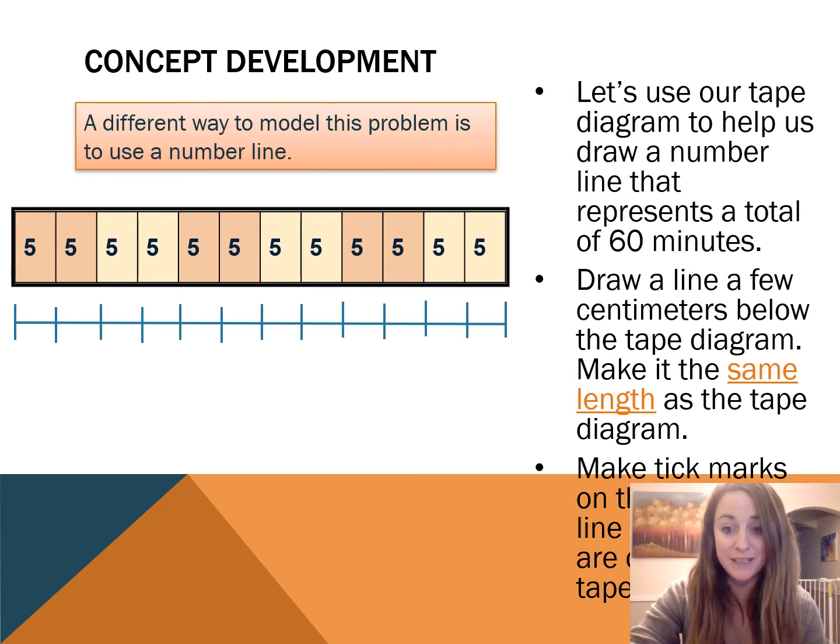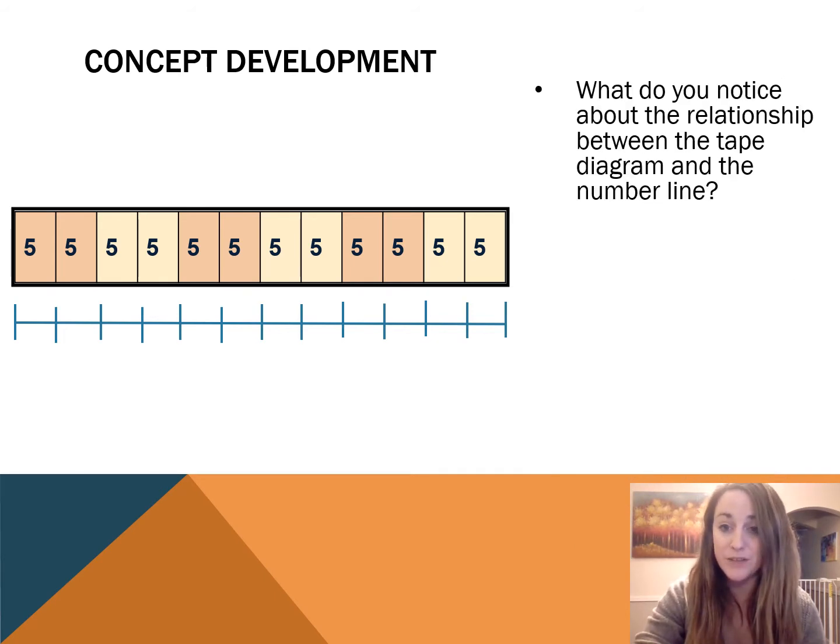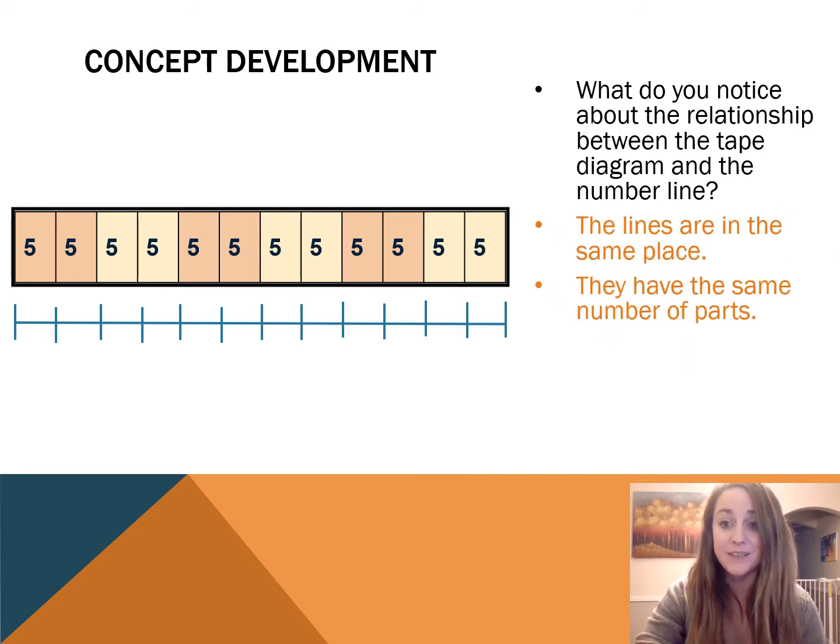Now, let's make tick marks on the number line where units are divided into the tape diagram. What do you notice about the tape diagram and the number line? We can notice that the lines are in the same place. They have the same number of parts.